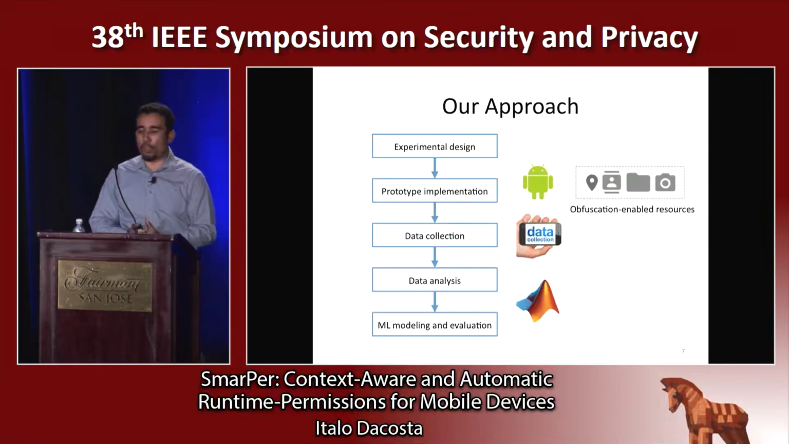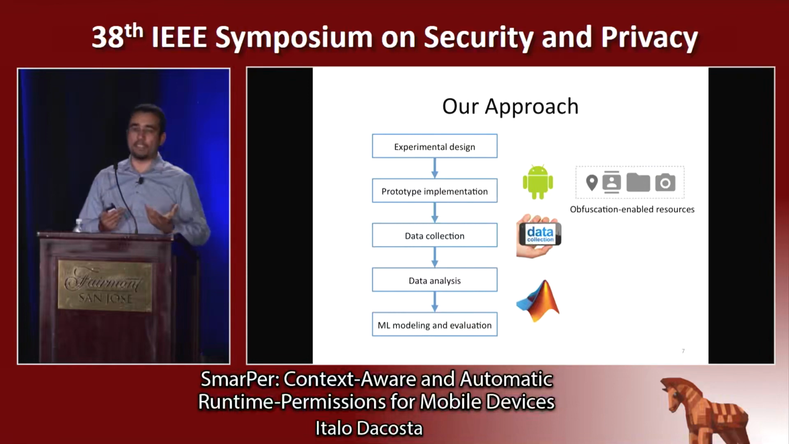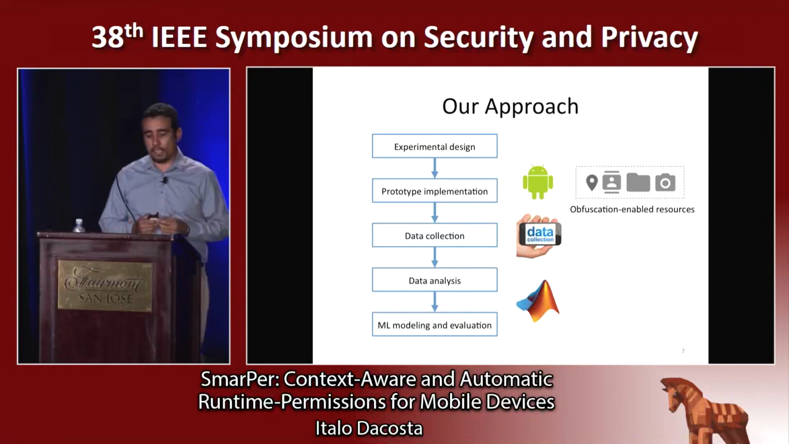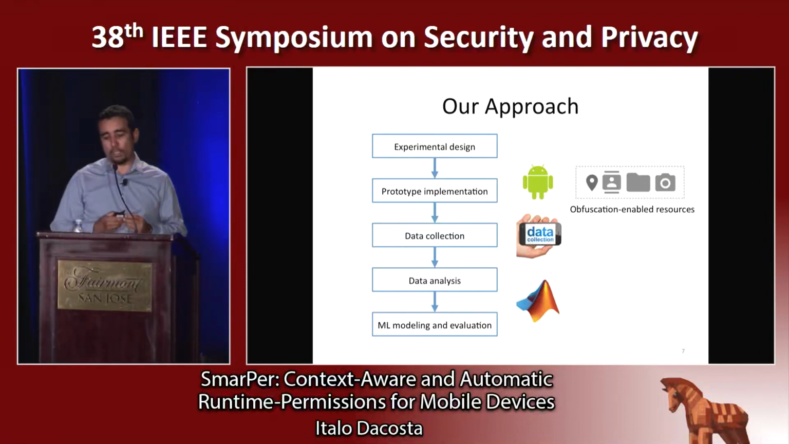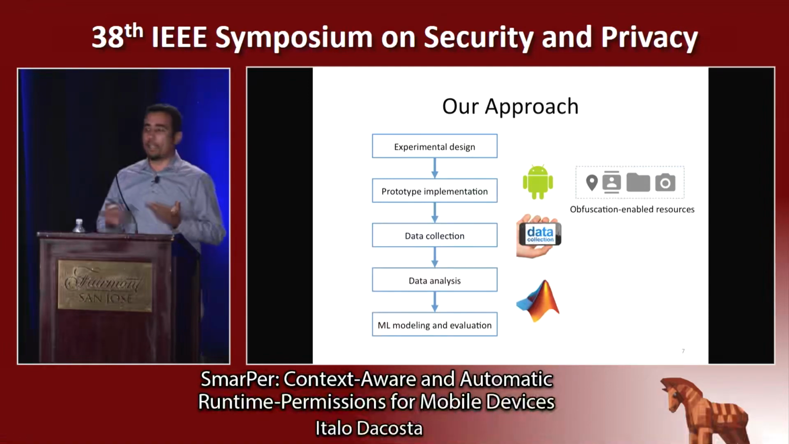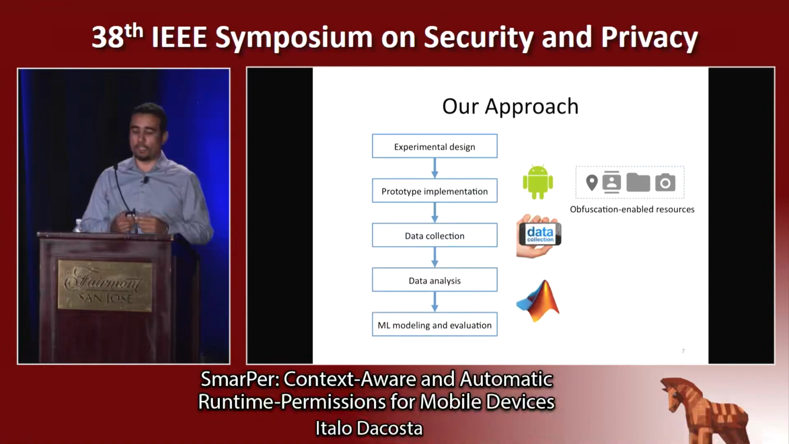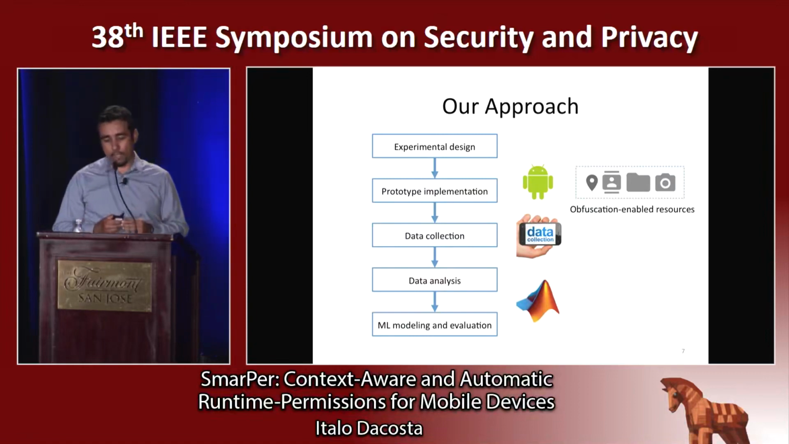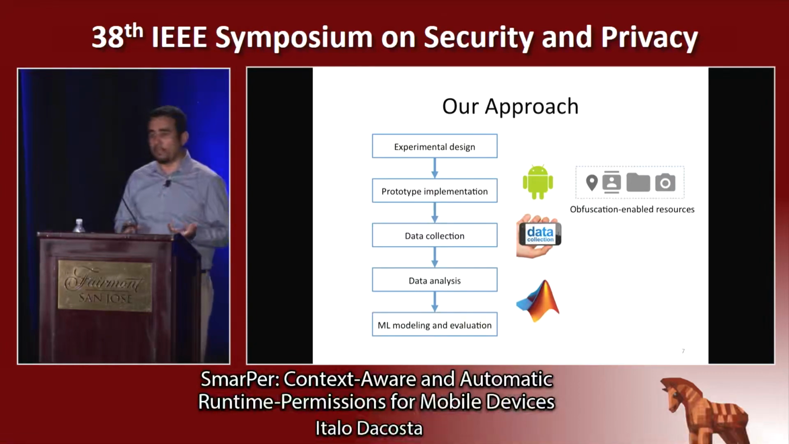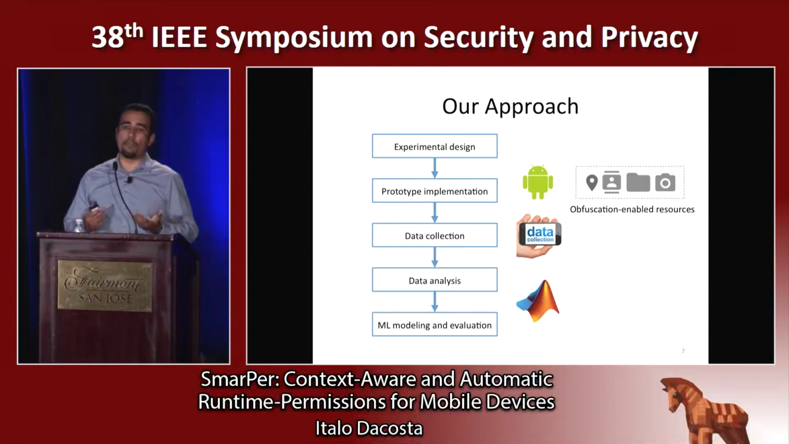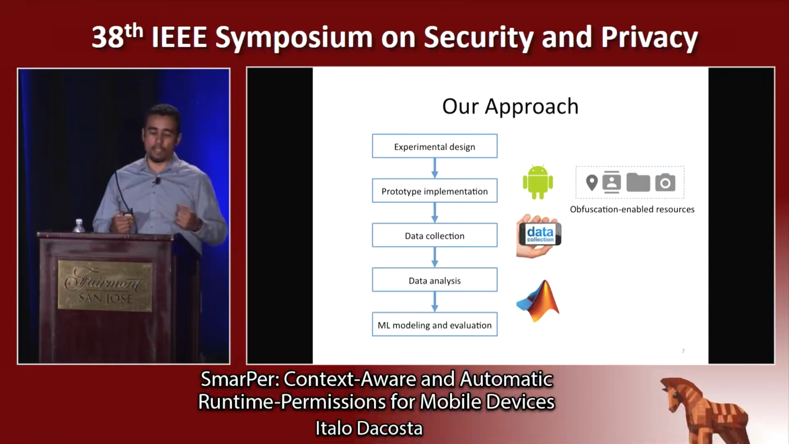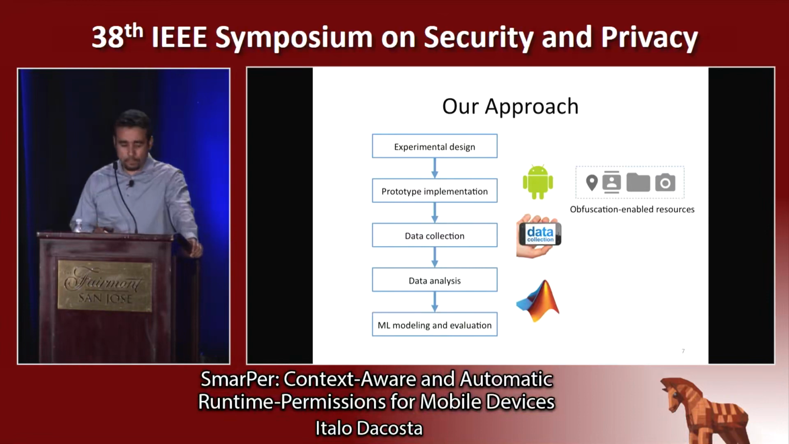So, to implement this system in practice, we need data to do our machine learning analysis. At the moment we started this work, there was not a data set with real-time, runtime permission decisions. So we decided to collect our own data. For this, we designed an experiment, and we implemented a prototype of SmarPer to collect permission decisions at runtime.